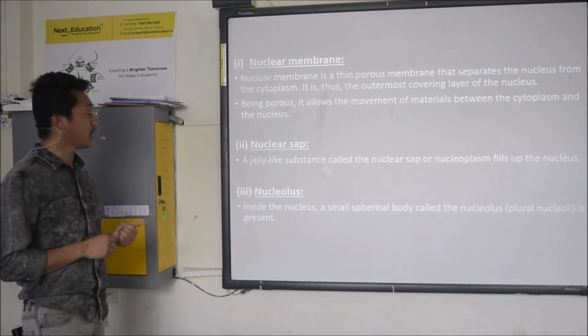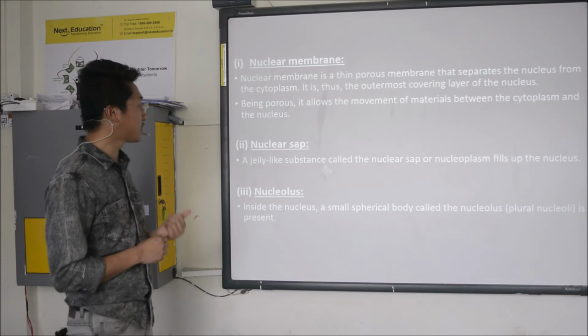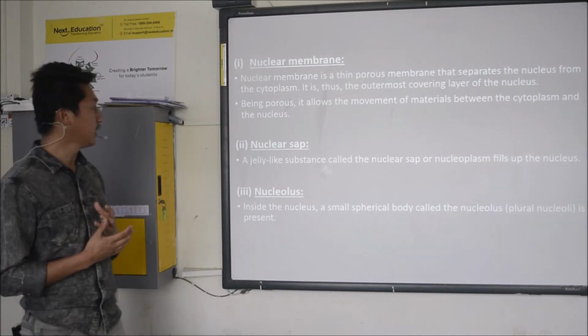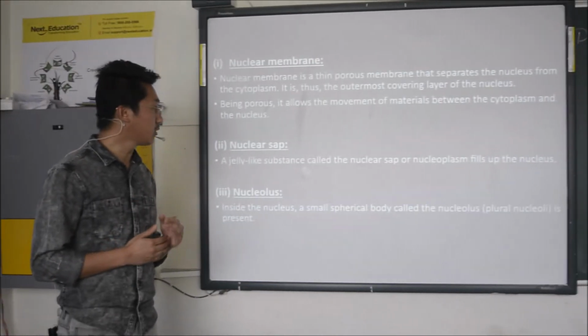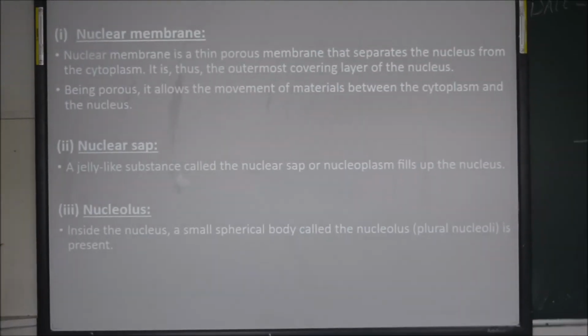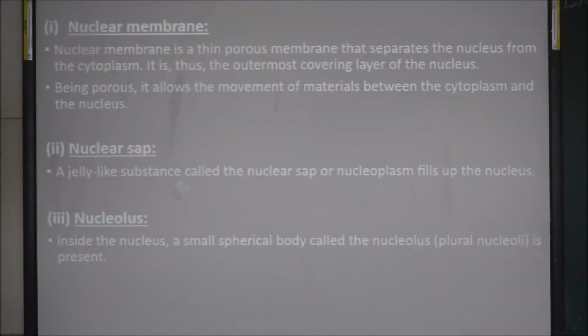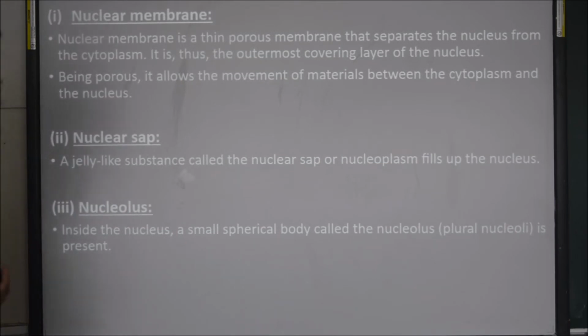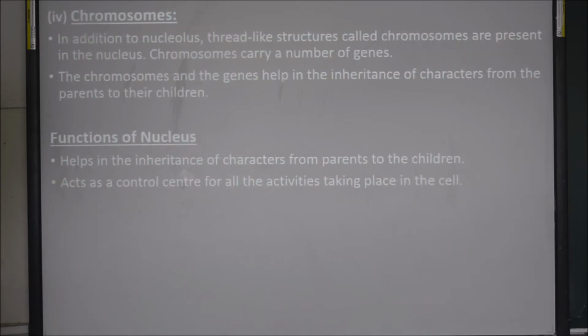The second one is nuclear sap. Inside the nucleus there is a jelly-like substance called nuclear sap or nucleoplasm, and it fills up the nucleus. The third one is the nucleolus. Inside the nucleus, a small spherical body called the nucleolus, or nucleoli in plural, is present.